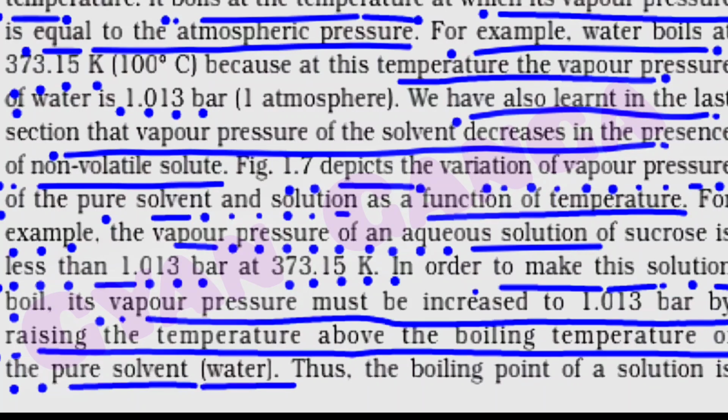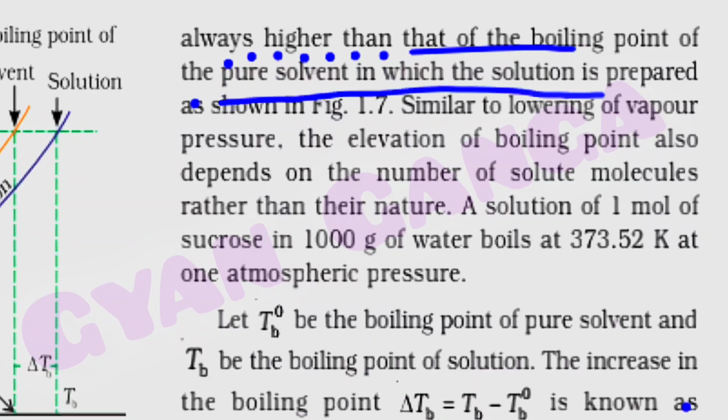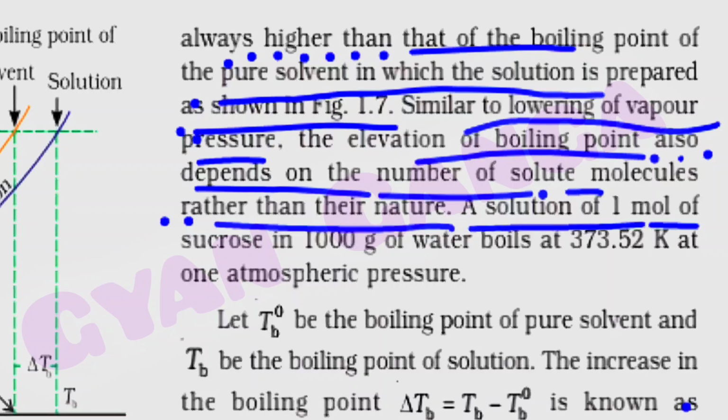Thus, the boiling point of a solution is always higher than that of the pure solvent in which the solution is prepared, as shown in figure 1.7. Similar to lowering of vapor pressure, the elevation of boiling point also depends on the number of solute molecules rather than their nature. A solution of 1 mole of sucrose in 1000 grams of water boils at 373.52 Kelvin at 1 atmospheric pressure.